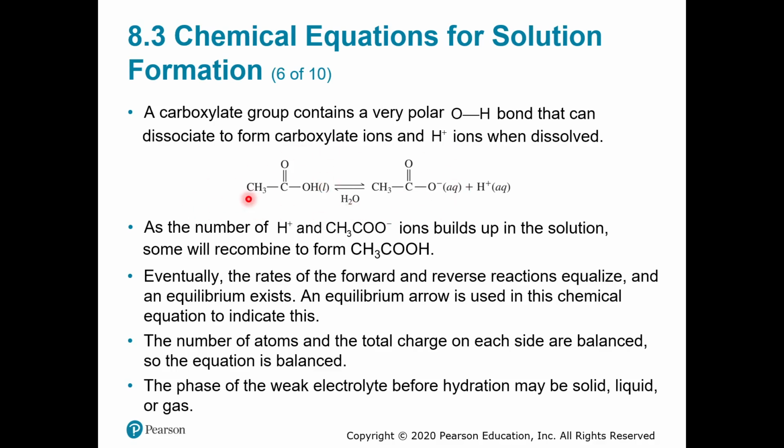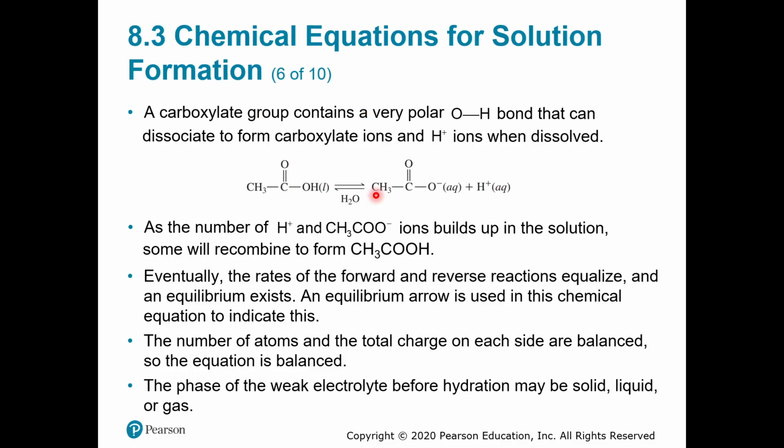And this is what it looks like. It's mostly this form right here. Very little of it goes to this. Okay, so the number of atoms and the total charge on each side has to be balanced. So the equation is always balanced. See how we have a negative and a positive over here? That gives you an overall neutral charge.